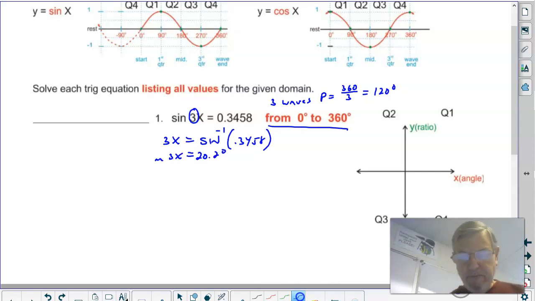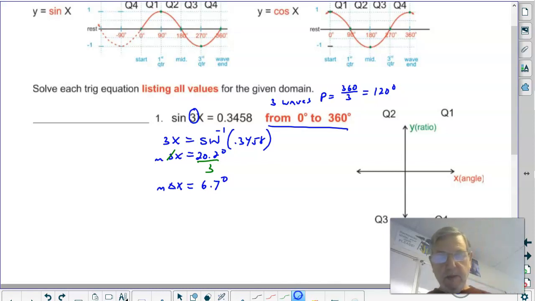It is now at this point that I'm going to divide both sides by 3. And now I'm going to get the measure of angle x equals, and I just left the 20.2. I didn't round it off. I left it in my calculator, and I now divided it by 3, and I'm going to get approximately 6.7 degrees. Okay, so there is my first angle, and I know my first solution is 6.7.